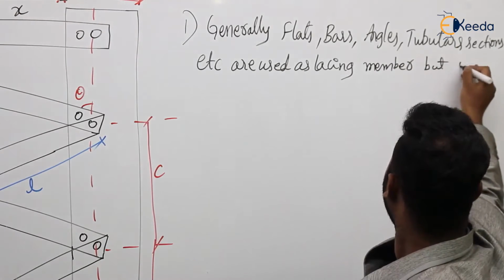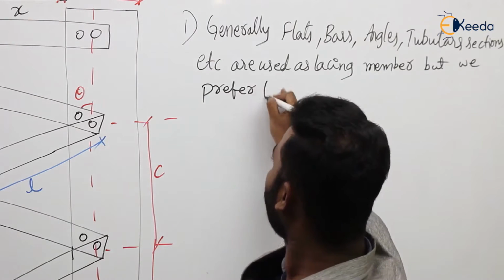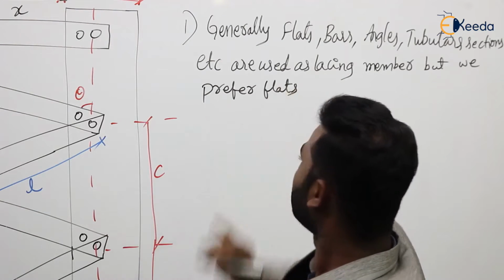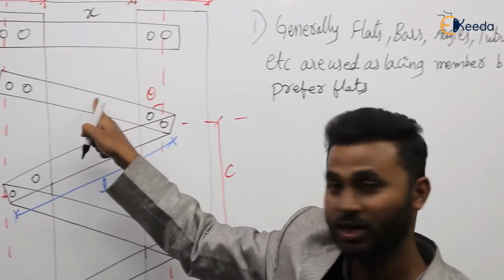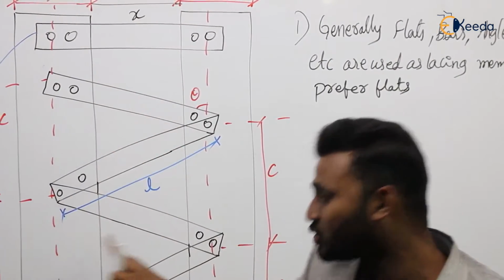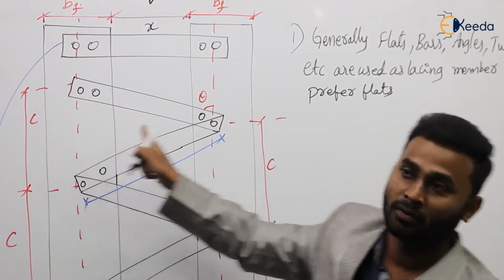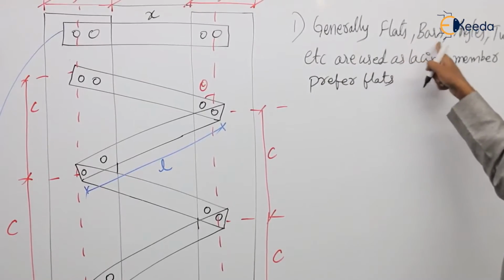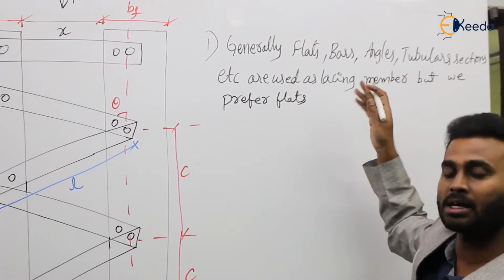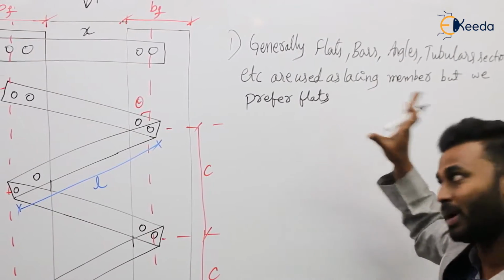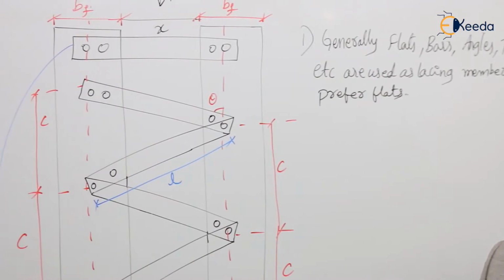But we prefer flat. So is this a lacing member or not? This is one lacing member. By using this lacing member, we have connected these two columns or these two channels. Agree or not? For the lacing member, we may use flats, bars, angles, tubular sections, etc. Small angles we can use, but we prefer flats. That is the point.